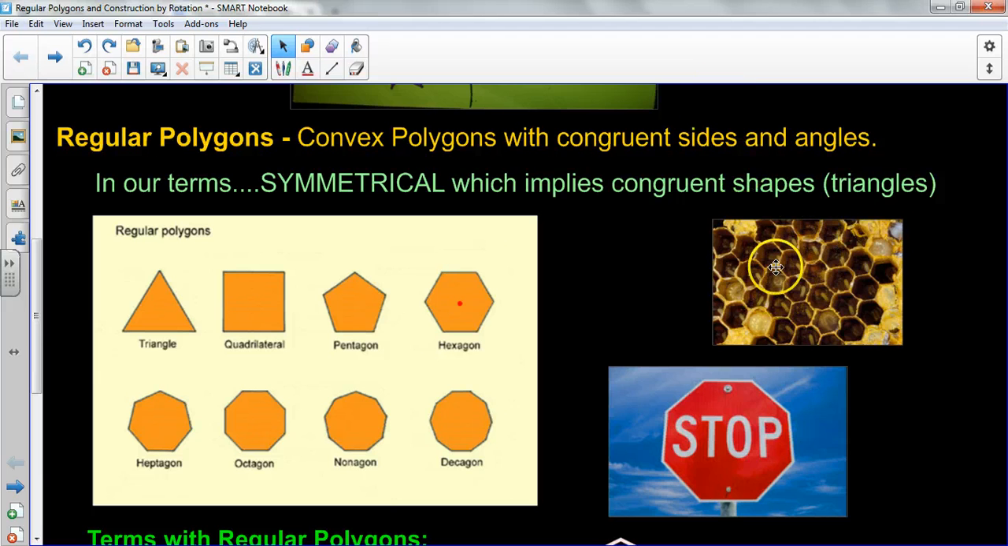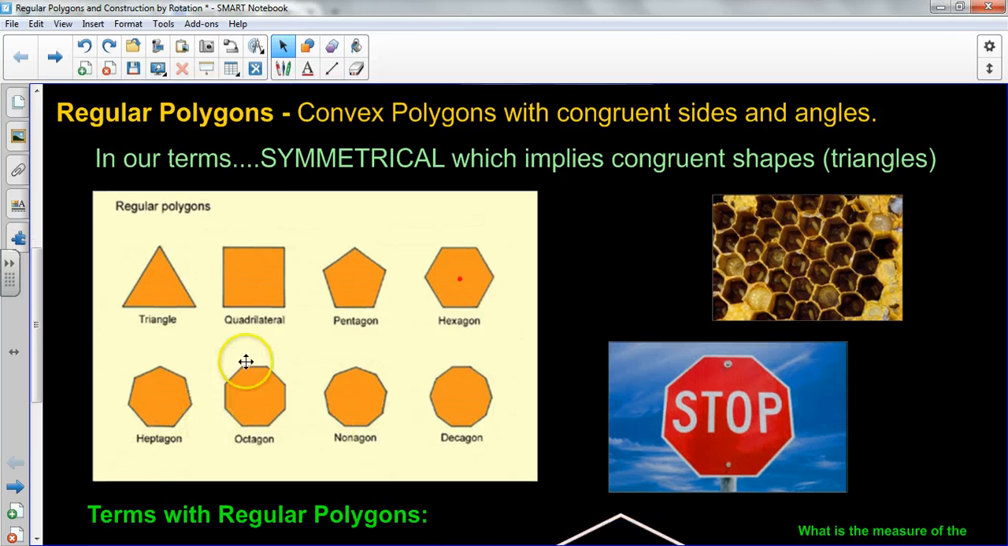Here's an example of regular polygons in nature. We've got honeycomb here. These are just regular hexagons, right? And then we have a stop sign, which is considered a regular octagon. Okay? So when we think about regular polygons, we talk especially about how we construct these polygons.